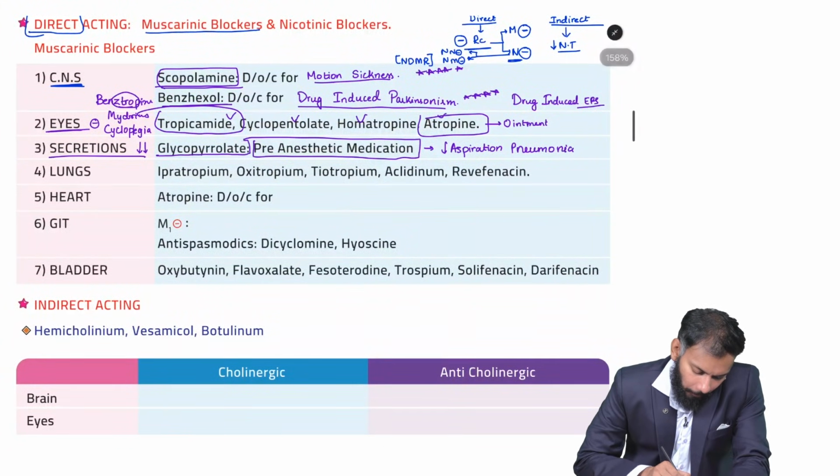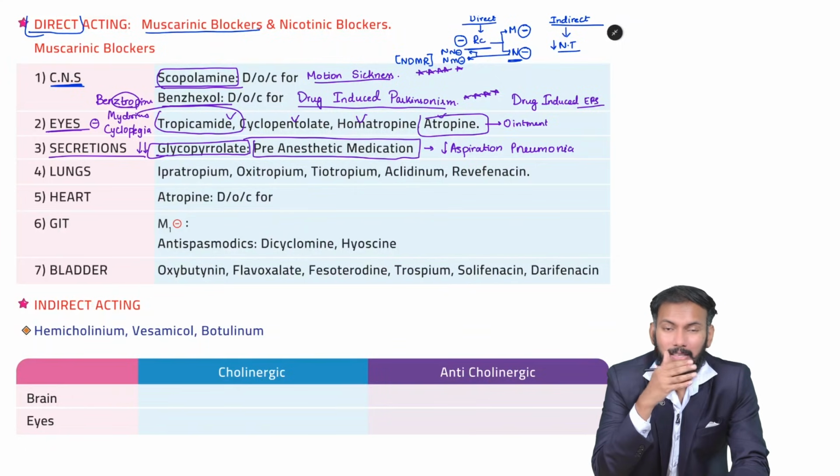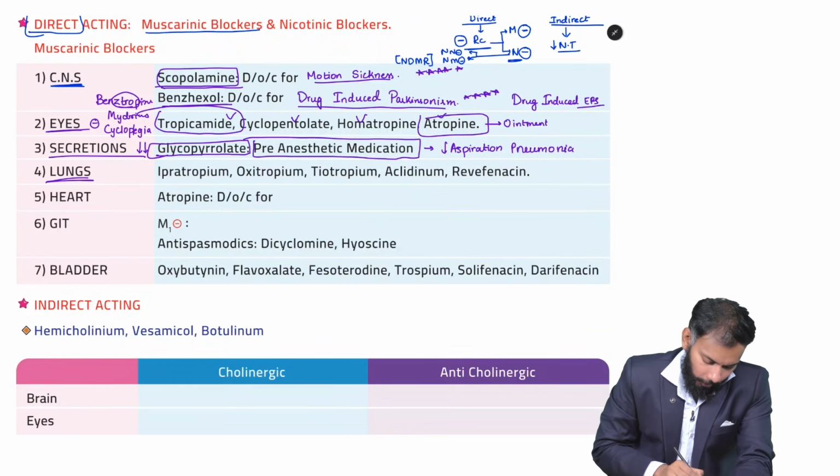What is the drug? It is glycopyrrolate. Now, in all of these drugs, if I tell you to remember some drugs, it has to be scopolamine and benzhexol. Glycopyrrolate is a pre-anesthetic medication. You'll study this again in anesthesia. Tropicamide is used commonly. Atropine ointment is used in children.